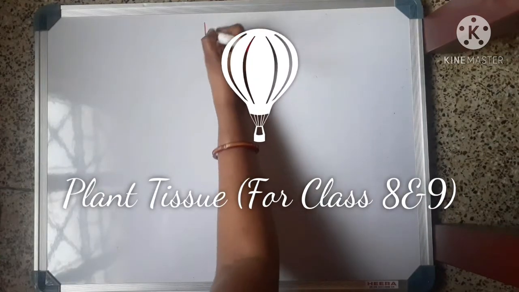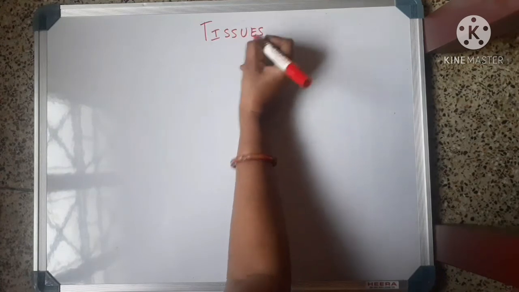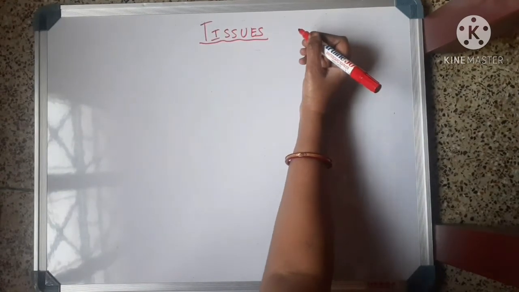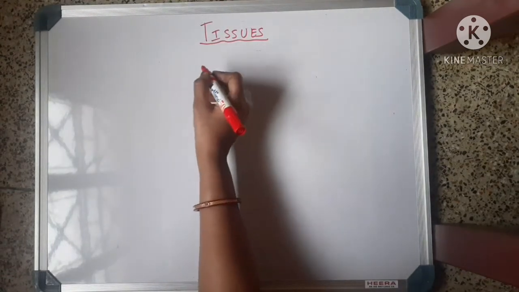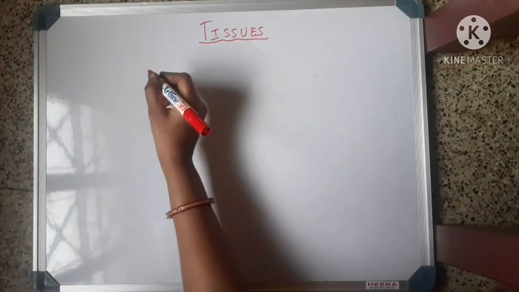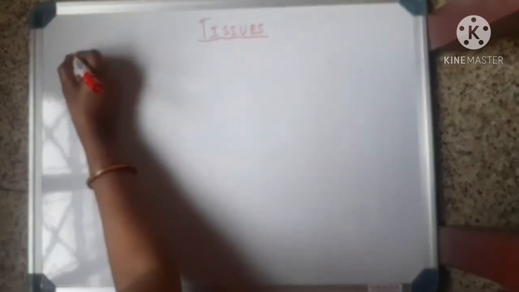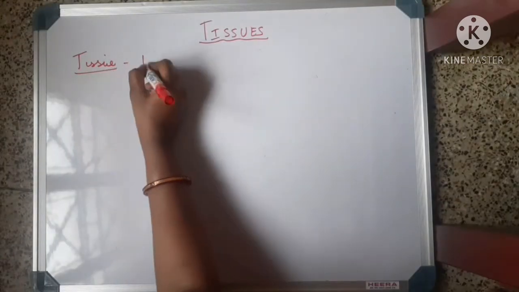Today, students, we will be doing tissues. Tissues for basically classes 8 and 9. Now first I'll discuss what you need to do in this chapter. What are the things that you should know and should memorize. So first of all, you need to know the proper definition of a tissue.